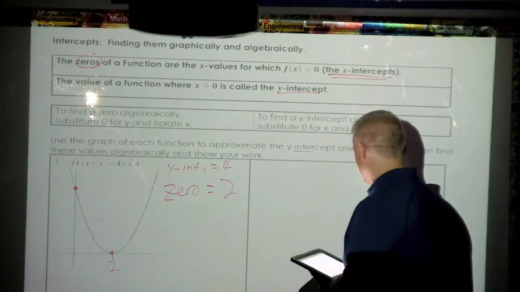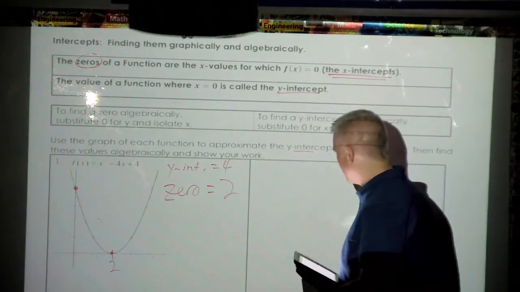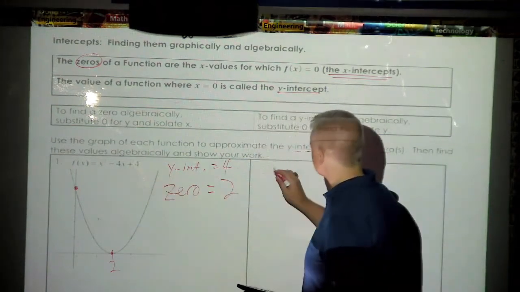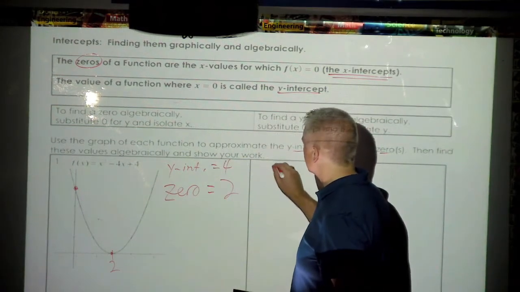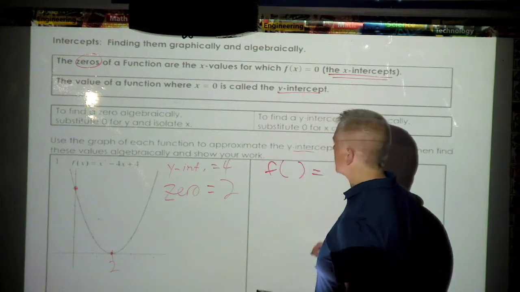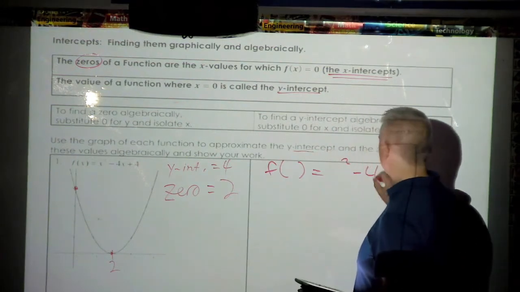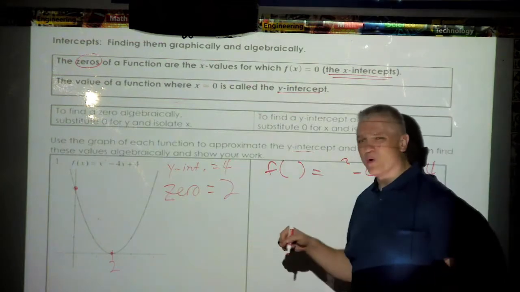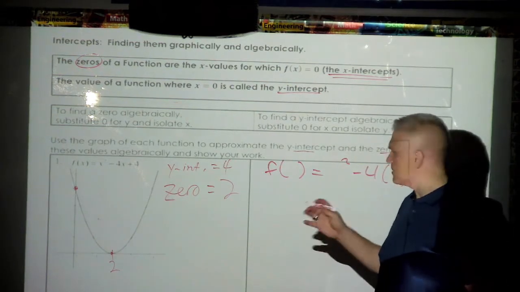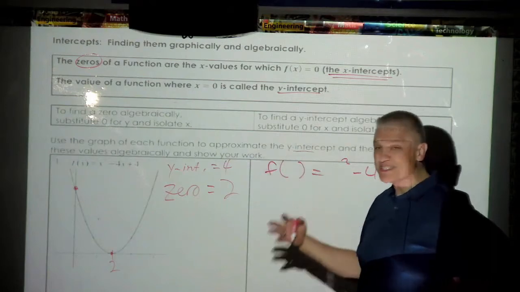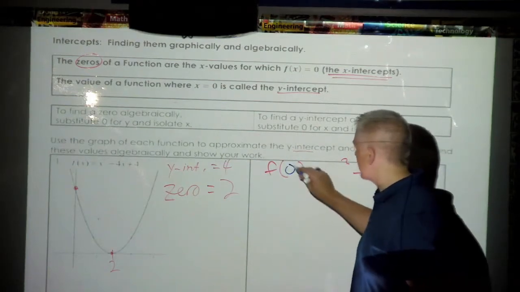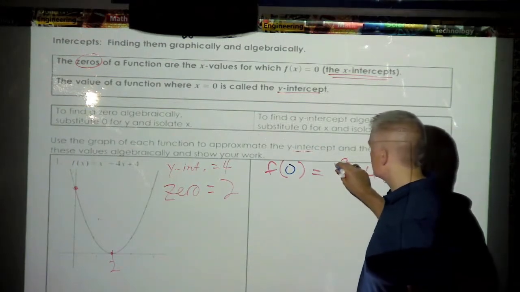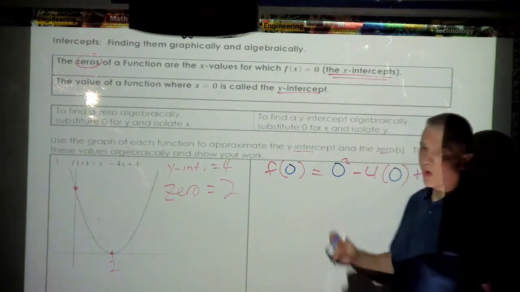So first thing I'm going to do is find that y-intercept. The y-intercepts are pretty simple for you folks. I take my equation, f of x equals x squared minus 4x plus 4. But remember, I'm finding the y-intercept, so I'm going to substitute 0 for x. So wherever there was an x, I'm going to find f of 0 equals 0 squared minus 4 times 0 plus 4.